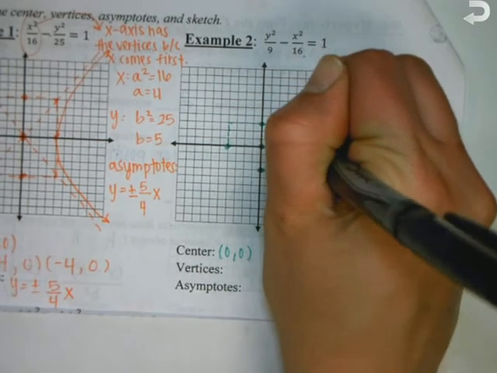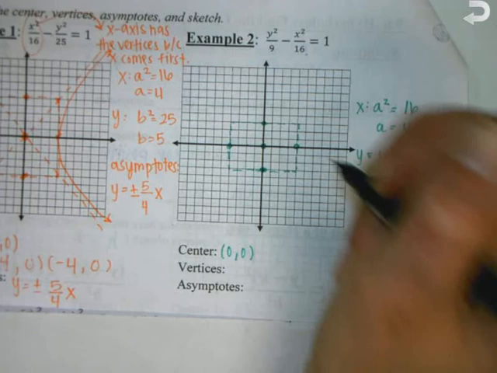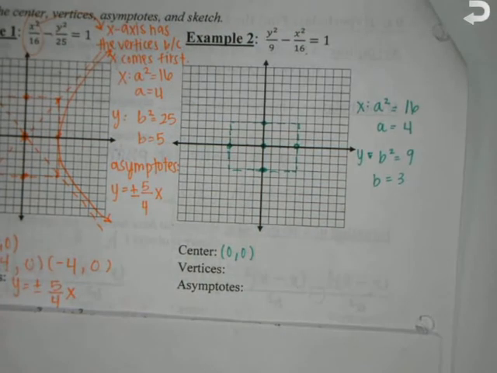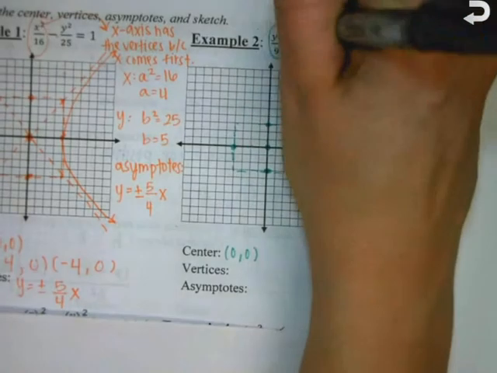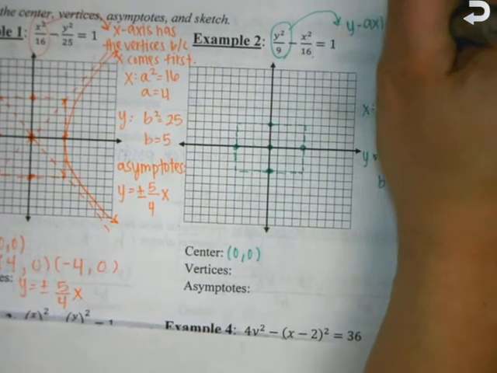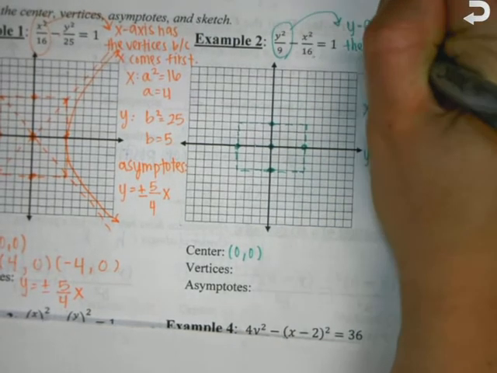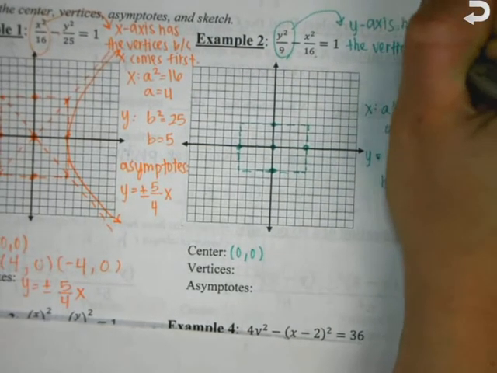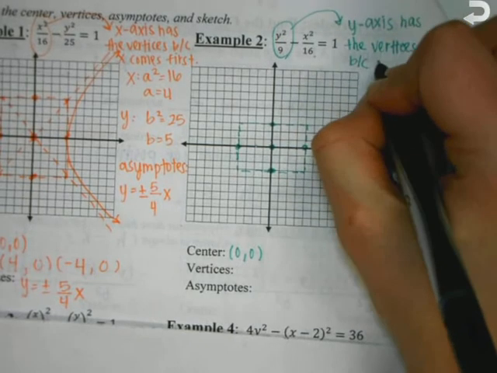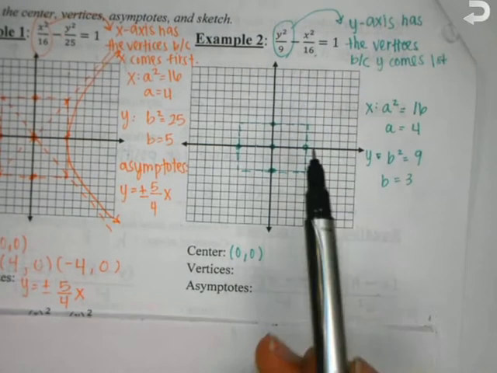Question, are my vertices on the y-axis or the x-axis? The y, because y comes first. So y-axis, I'm just going to write that note again, has the vertices. Because y comes first. Okay, so my vertices are actually these 2 points, not these 2 points. Okay, so what would the points of my vertices be?